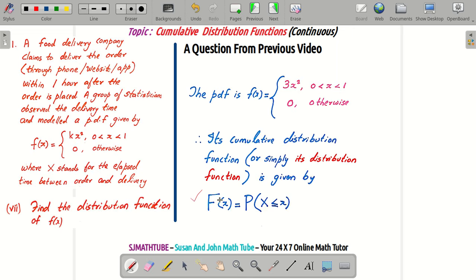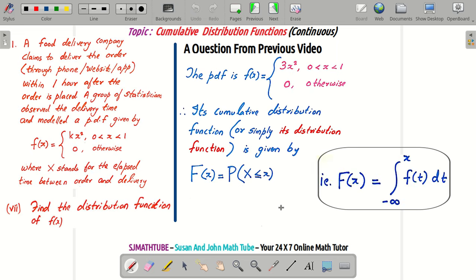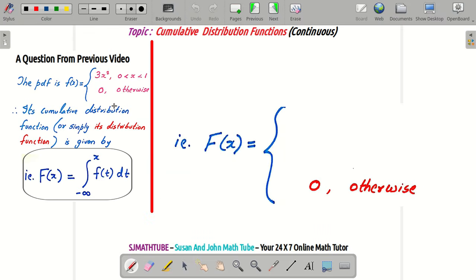Just now I told you the cumulative distribution function is denoted by capital F of x, and it is the accumulated probability from minus infinity till x. This is the formula which we are going to use. Look at this, I have kept the function here so that it will be easy for you. When you integrate 0, what are you going to get? You will get 0. That's why I put 0 otherwise.